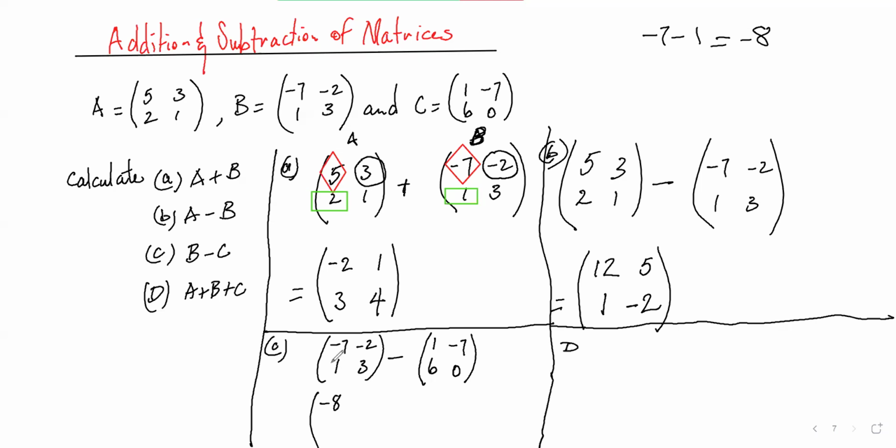Then we look at the 1 and the 6. So 1 minus 6 is equal to negative 5. So notice that it goes in order. All right, so it goes in order. Now we're going to the next column.